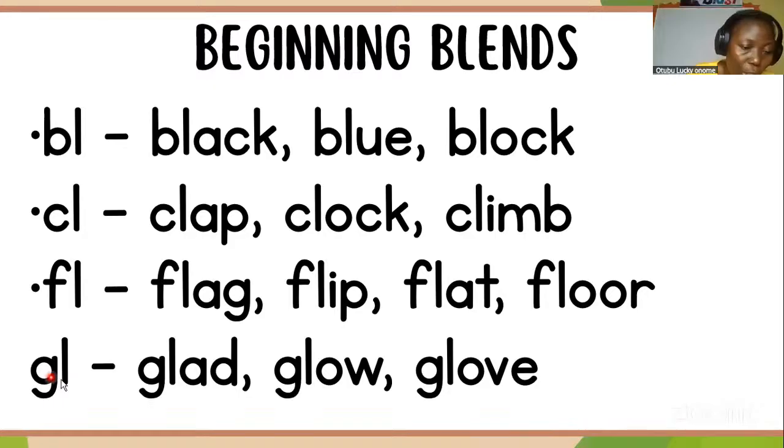Then we have G and L. G and L says gl, and we have it in words like glad. I'm glad you're here. We have it in words like glow. This glow means when something is shiny. Wow, it glows. It's a word that describes when something is shiny. Then we have glove. We have different types of hand gloves that we use: kitchen hand gloves, and hand gloves that the doctors use.